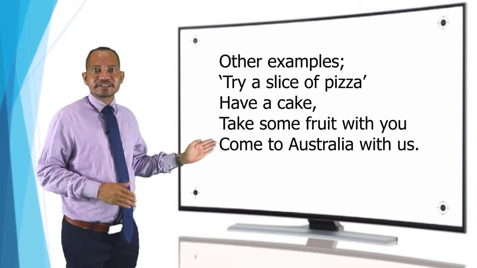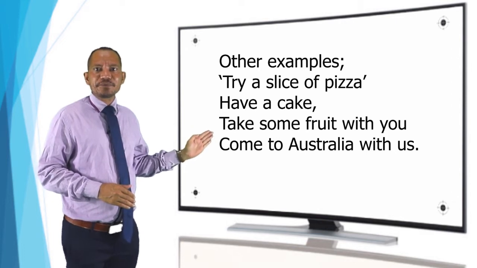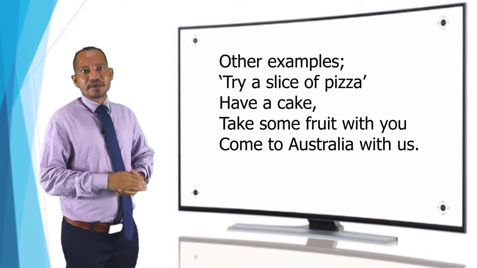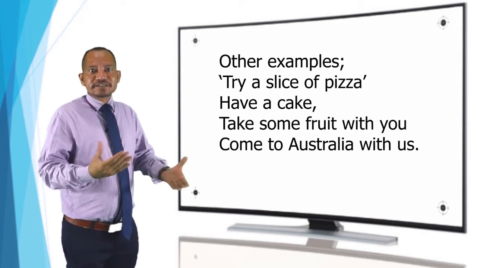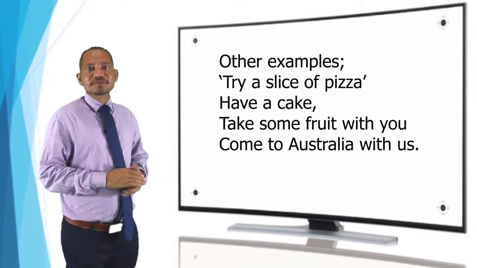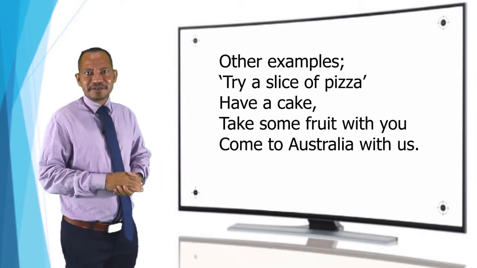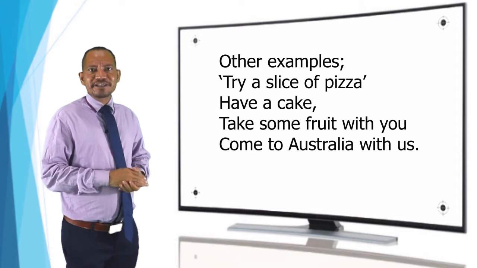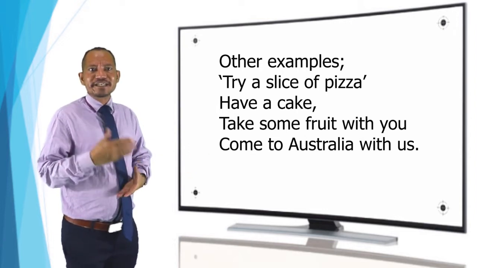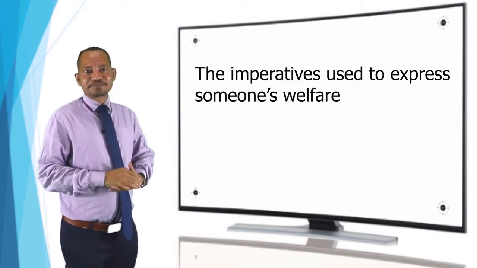Try a slice of pizza. Have a cake. Take some fruit with you. Come to Australia with us, etc. Now, there's one thing about this last example here. Come to Australia with us. Might sound not really like an offer, maybe more like an invitation. But yes, it is more or less an imperative form used for offering an invitation.